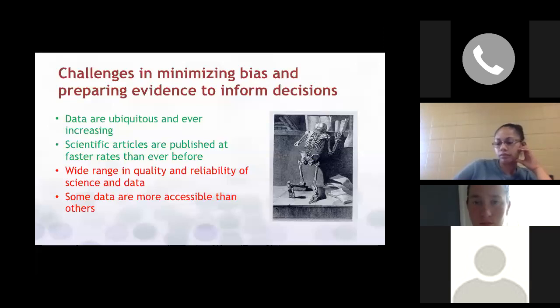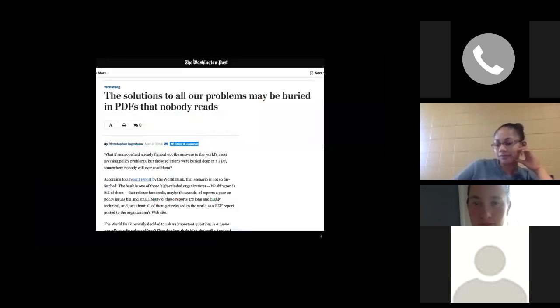I'm not sure why there's a picture of a skeleton looking at a book, to be quite honest. But this is the example.